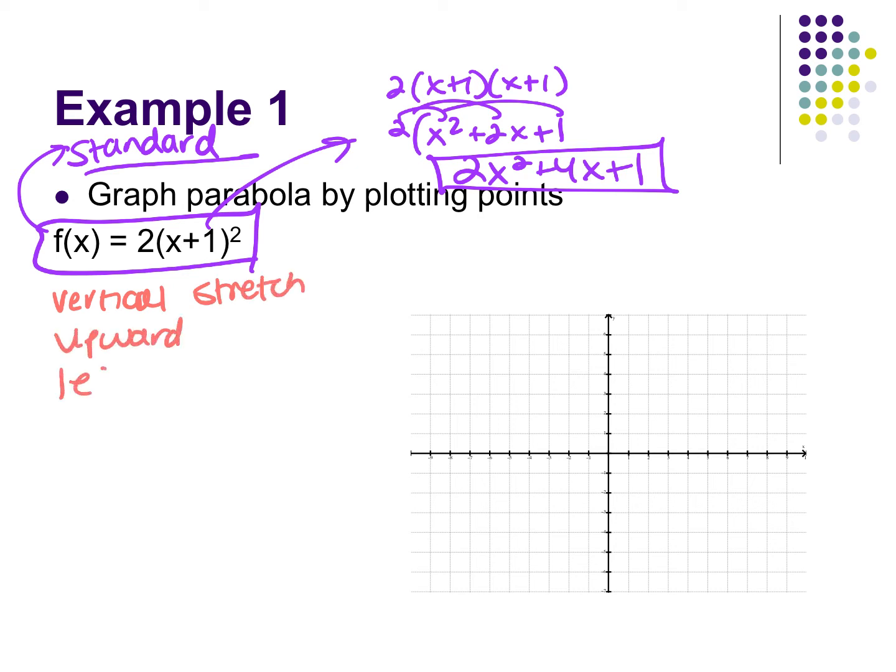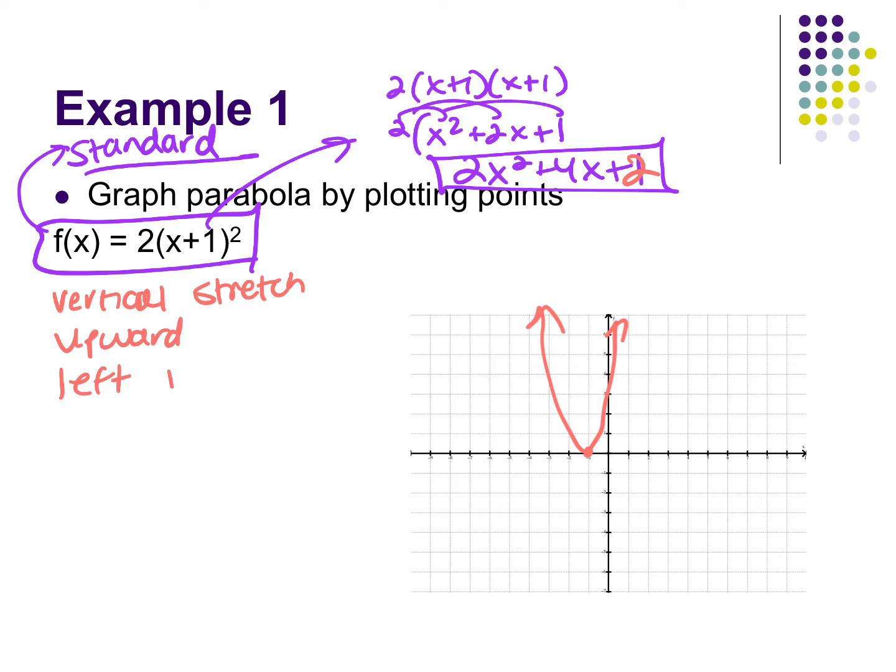Left 1. So I would have gone left 1. I would have opened it up and I would have vertical stretched it. That would have been before today, but what does the direction say? Tall, narrow. Yeah, Tomas. Oh, this should be 2. Yep, thank you.